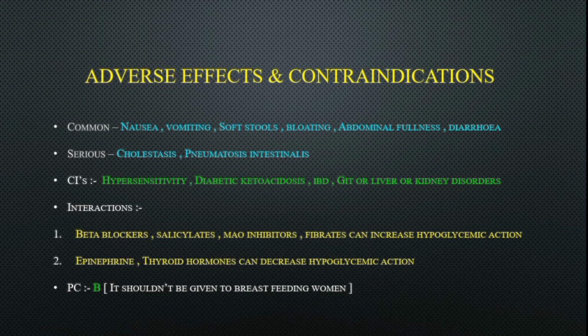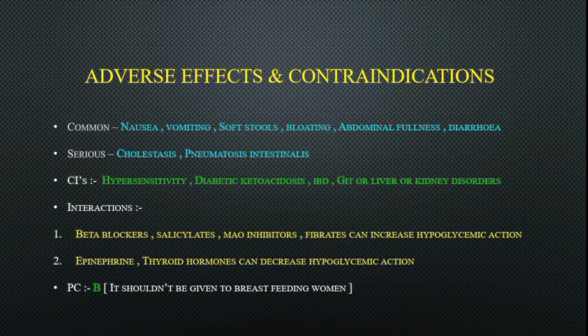And coming to the contraindications. Contraindications are if the patient is having diabetic ketoacidosis or inflammatory bowel disease, that is IBD, or hypersensitivity to the Voglibose drug. If the patient is having gastrointestinal, liver or kidney disorders, they have to tell the physician before taking this drug, they have to tell their health conditions so that the physician will be able to know regarding giving or not giving the drug to the patient. So these are the contraindications.